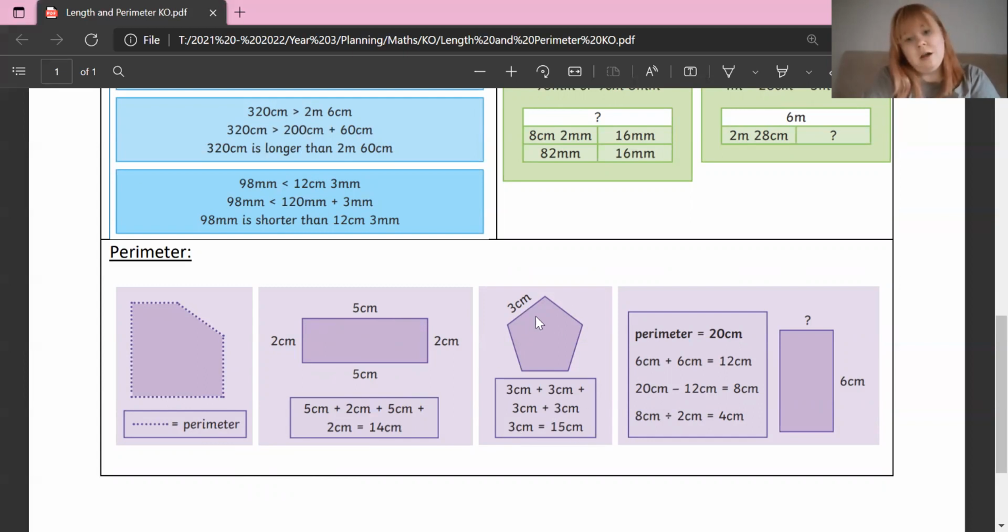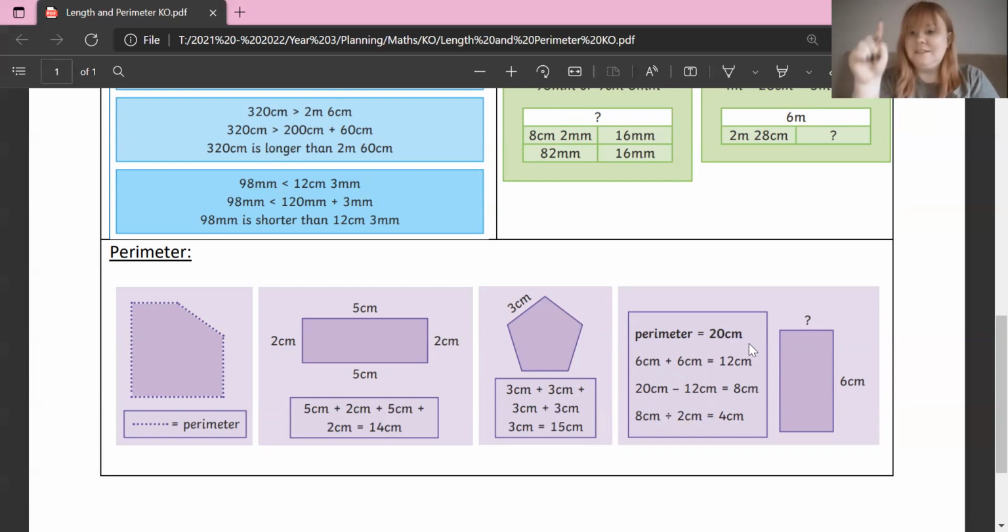The reason our pentagon only has one unit of measure is because it's a regular pentagon, and regular shapes have equal sides, so exactly like a square. So I know that a pentagon has 5 sides, so I can do 5 groups of 3. Then we've got the perimeter is 20 centimeters.